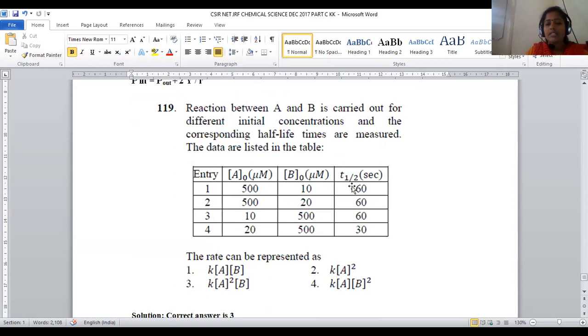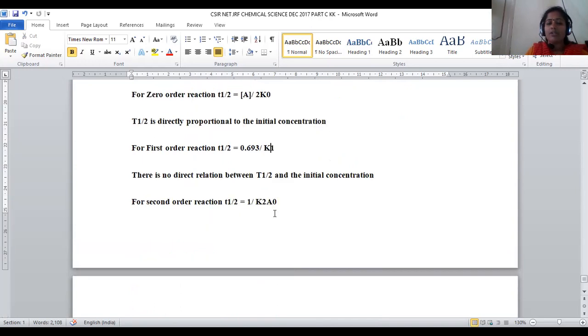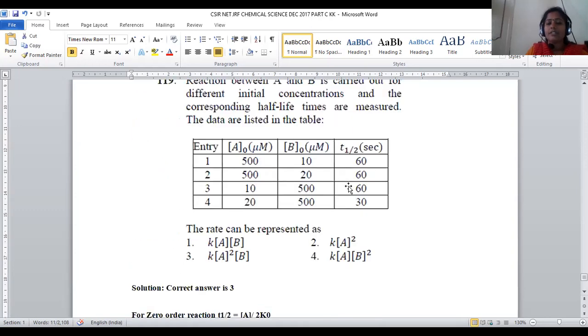So in the first case, A concentration not varied, T half not varied, that's why not applicable. B concentration doubled, 10 to 20, but T half remains same. Means concentration will not impact the T half. This indicates no direct relation. So for B, it is a first order reaction. Then let us move on to third and fourth entries.